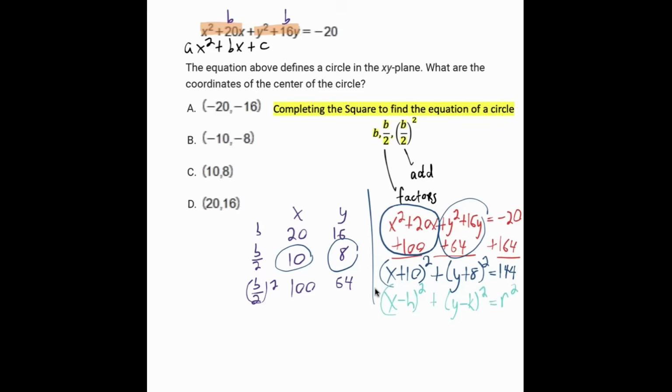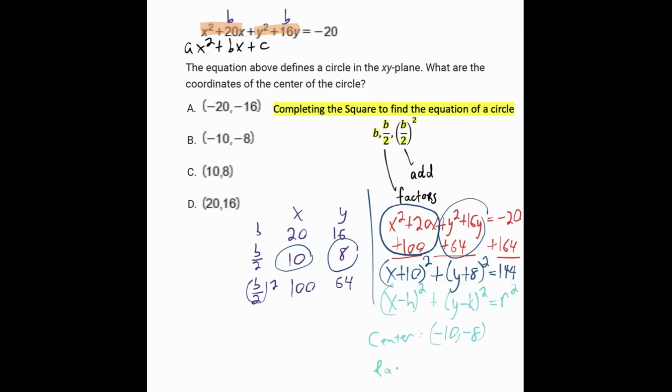Our center, h comma k, is going to be negative 10 and negative 8. And that's because the equation itself has minus signs. So what you see here is going to be the opposite of what it really is.